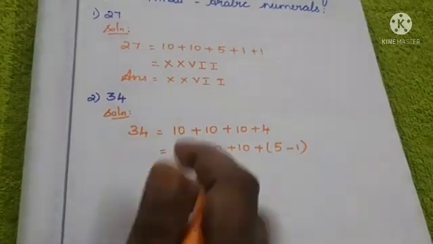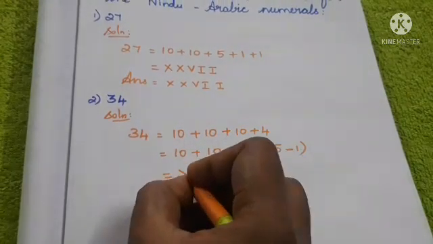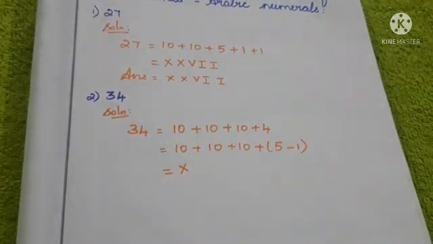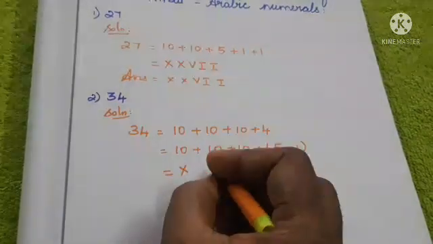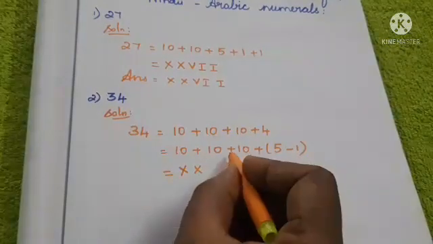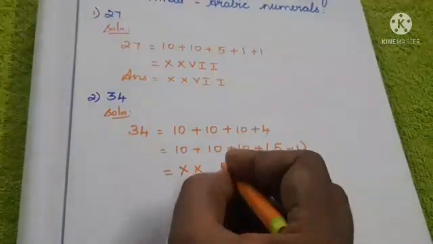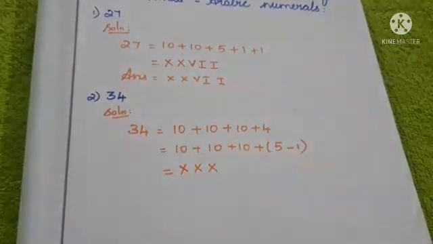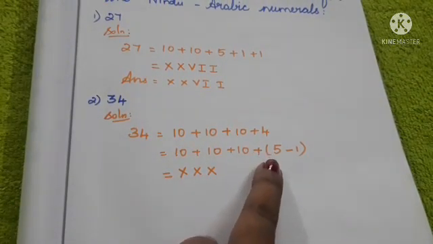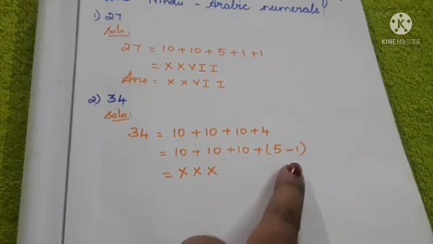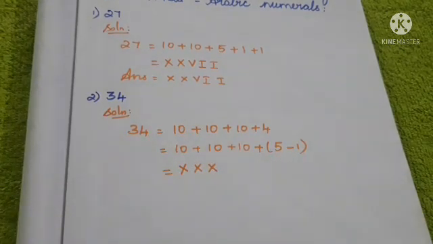So how to write the 10 in the Roman numeral? Yes, X. Then don't write the plus. Next we have 10, again we write X. Avoid the plus, and 10 we have, so X. Don't write the plus. Next value is 5 minus 1, which we handle according to the second rule.